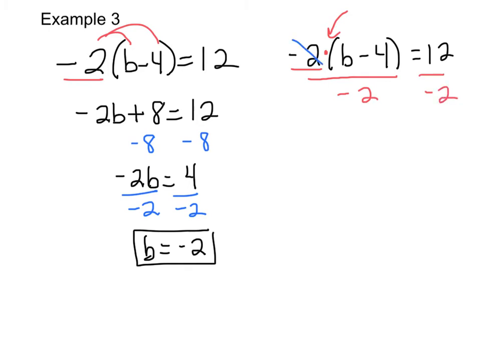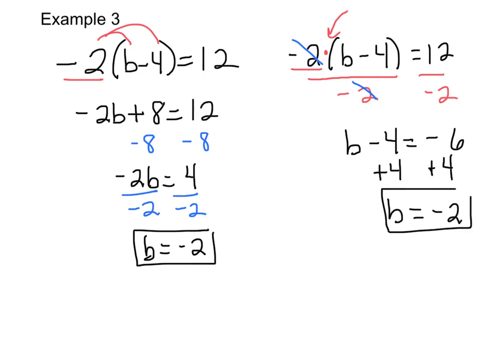Now, -2 divided by itself gives me 1, so I have nothing left. I'm left with b minus 4 equals 12 divided by -2, which gives me -6. I now have to undo the subtraction. So the opposite of minus 4 is plus 4. And negative 6 plus 4 gives me negative 2.